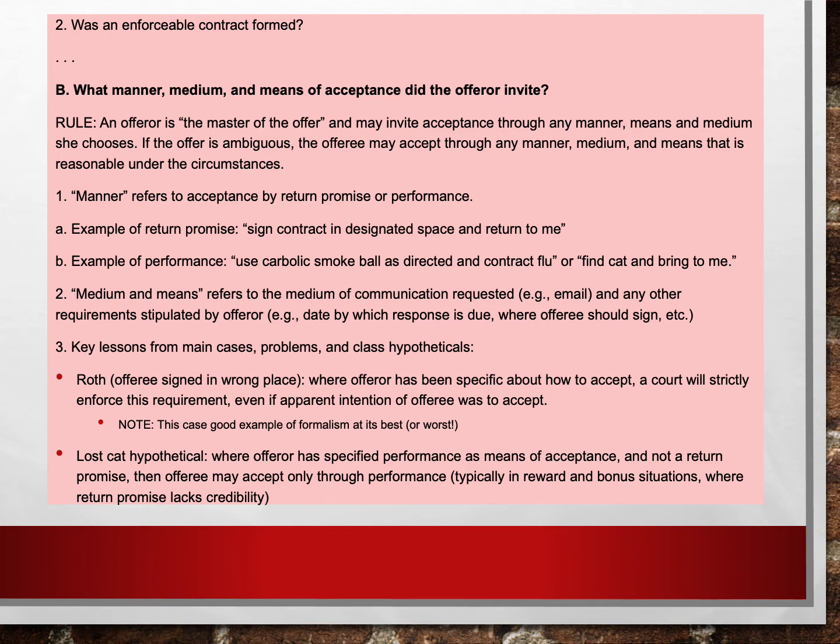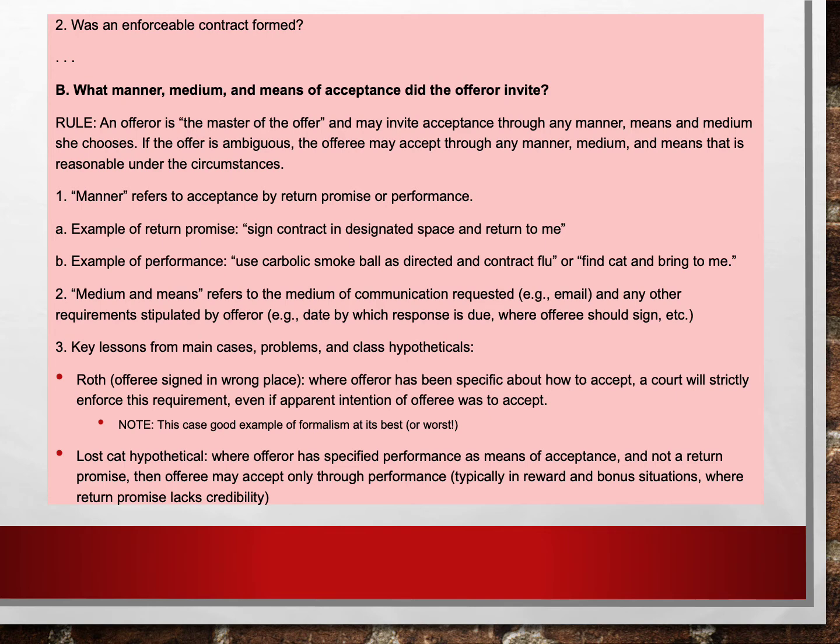And then in the remaining sections of your detailed outline under this heading, you want to give yourself all of the detail that you need in order to tackle a question. So you might begin by defining relevant terms so that you're really sure you know what they mean. So manner here refers to whether the acceptance is going to be by return promise or instead by performance.